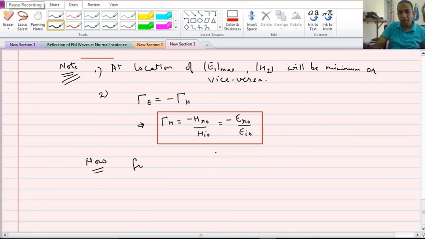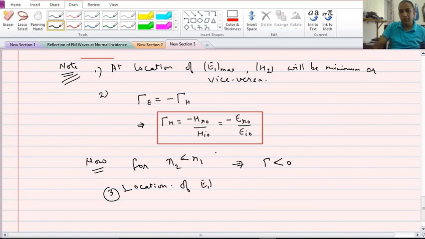Now, for eta 2 less than eta 1, this reflection coefficient rho will be negative, and the change occurs only here: the locations of E1 max and E1 minimum are interchanged.